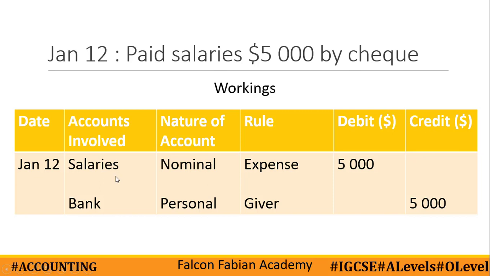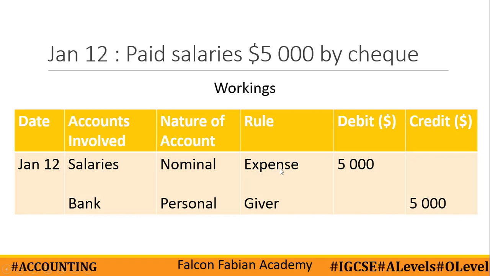So the two accounts involved over here are salaries and bank. So January 12, the two accounts involved are salaries and bank. Salaries is an expense for the business. Therefore, the rule of nominal account is going to be applied to salaries. So salaries and bank are the two accounts. To salaries, the rule of nominal account is going to be applied, and over here under rule we write expense.